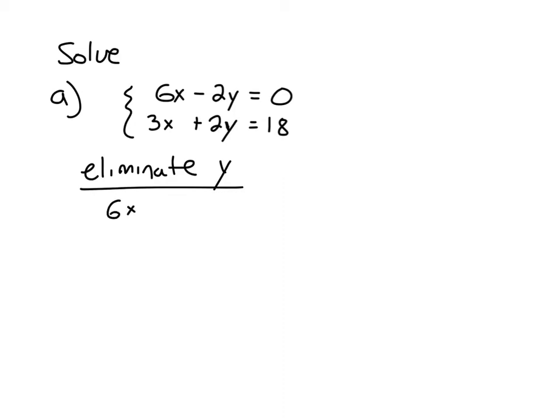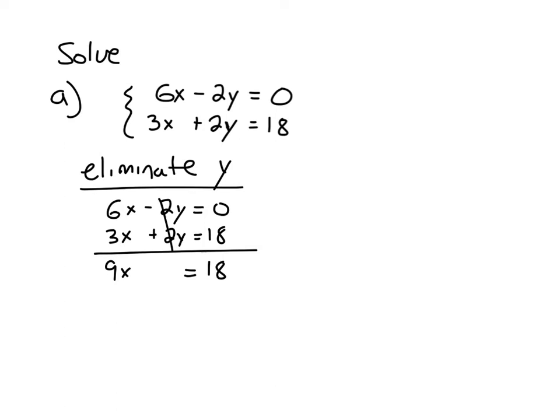So I'm going to take 6x minus 2y equals 0, and 3x plus 2y equals 18. I'm going to add these two together. So I'll have 6 plus 3 is 9x. Okay, these cancel out, so that's 0, equals 18. Okay, so now I can solve for x easily. So divide both sides by 9. So I'll have 18 divided by 9 is 2. So x equals 2.